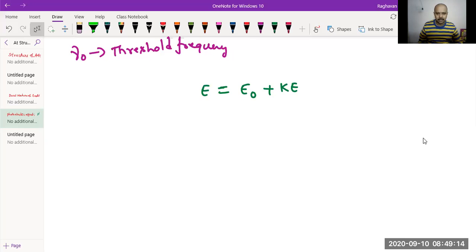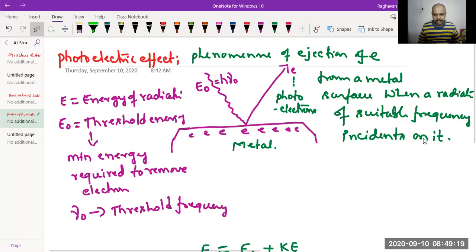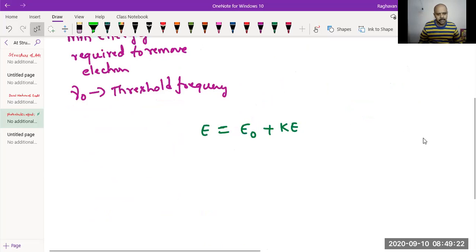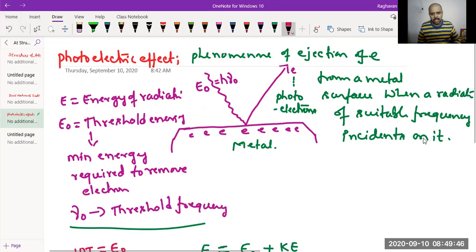Let's say we didn't understand the statement. Let's say in order to remove the electron from the metal surface, it requires around 10 joules. So what is 10 joules? 10 joules is the minimum energy required to remove the electron from the metal surface. So what is it called? Therefore 10 joules can be called threshold energy E naught. So if some radiation of exactly 10 joules is incident on the metal surface, the electron is just removed, that's all.